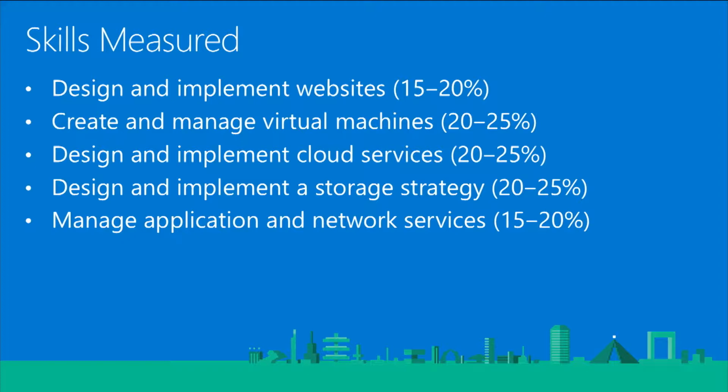The second objective is to create and manage virtual machines. That's really just the beginning to IaaS and the beginning to infrastructure management. Then you have a cloud service management objective, a storage strategy, mostly focused around Azure storage and a little bit of SQL database. And finally, application network services, a catch-all objective for virtual network, service bus, and many other app services you may wish to use.